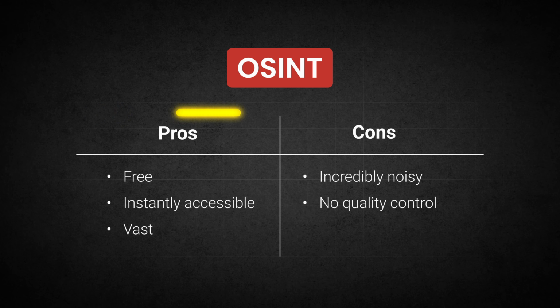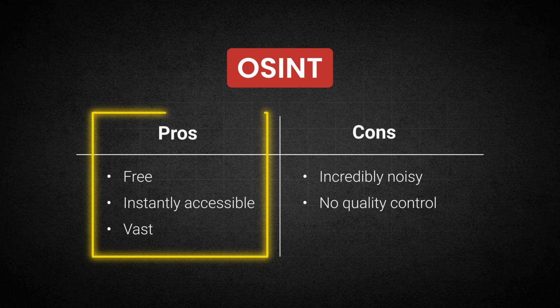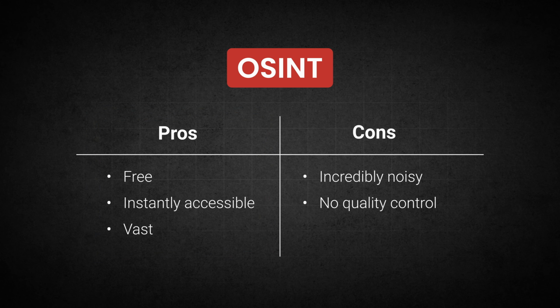So let's take a look at some pros of open source intelligence. Well, it's free, instantly accessible, and vast. It's a fantastic way to learn what top researchers are talking about and get a broad, high-level overview of the global threat landscape. So what are some of the cons?